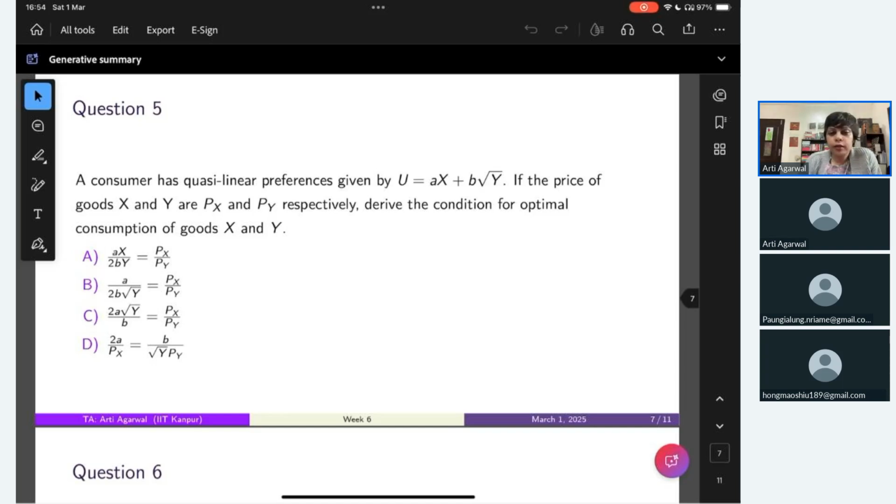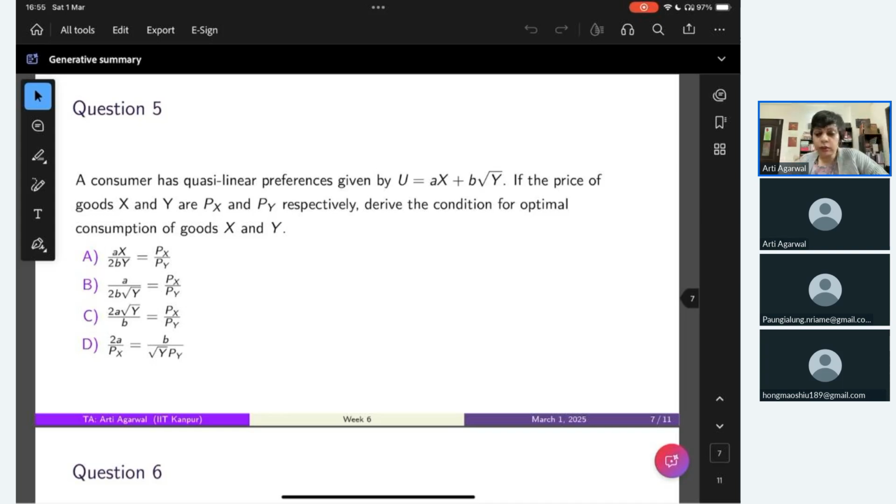All you're asked is what is the condition for optimal consumption of goods x and y, which means at the point at which the budget constraint is satisfied and you have achieved maximum utility possible with your given budget, what condition is getting satisfied or fulfilled, or what algebraic expression can you reduce the preferences to?